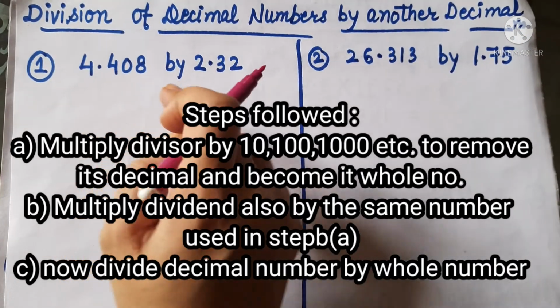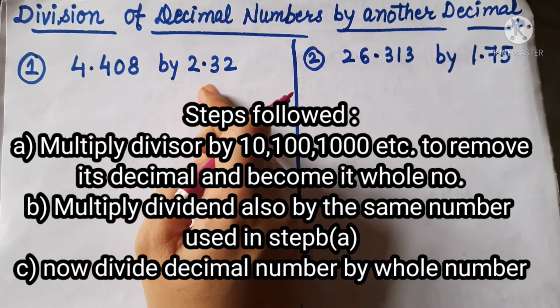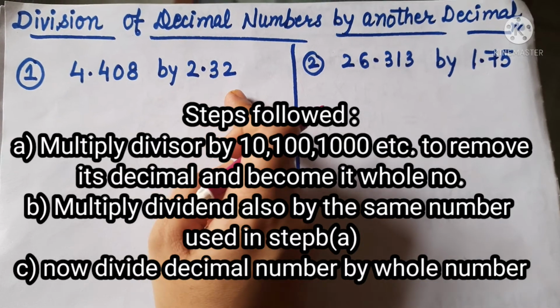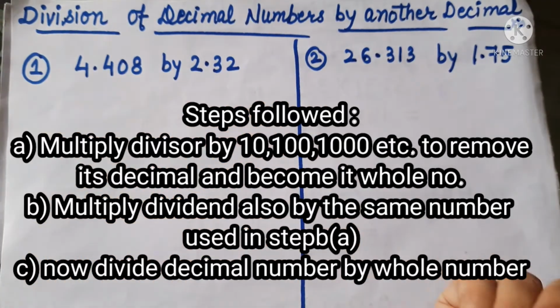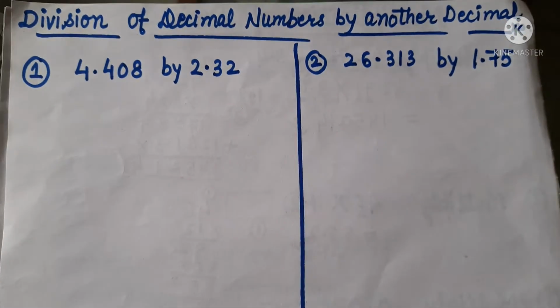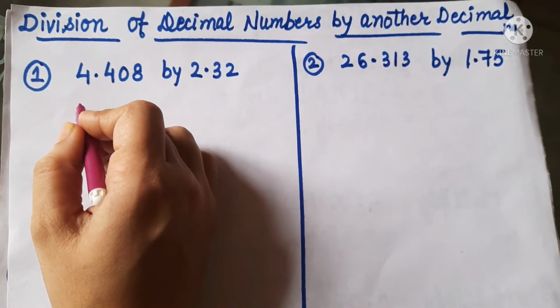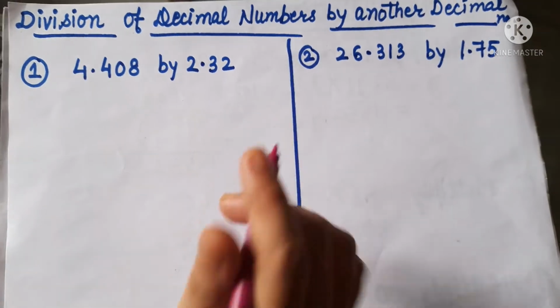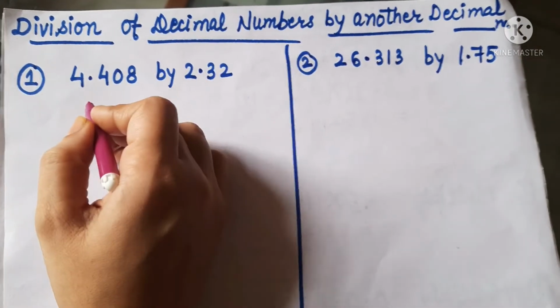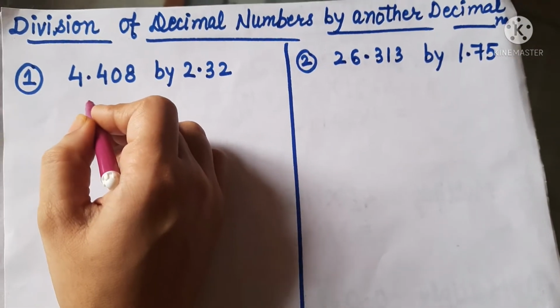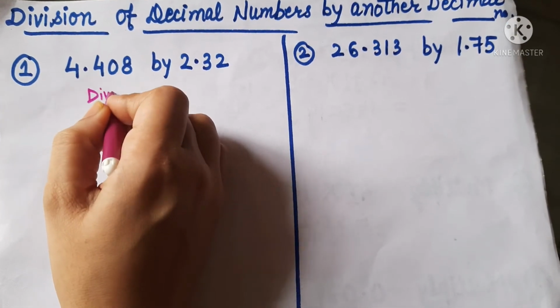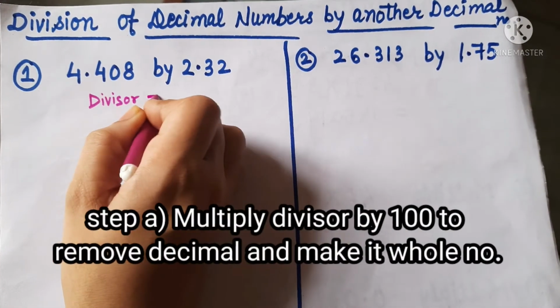4.408. We will divide it by 2.32. Both the numbers are decimals. Okay, first what will we do? We will shift the decimal. First I have here the divisor.